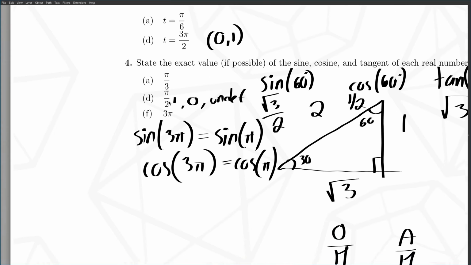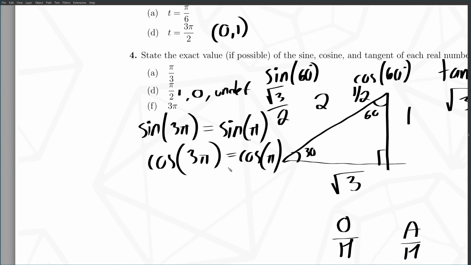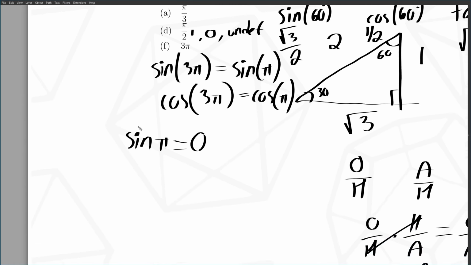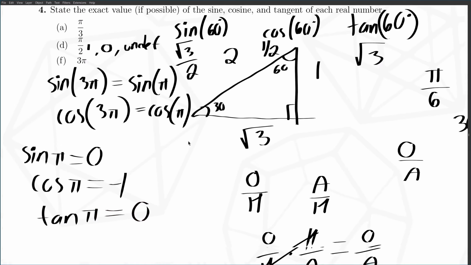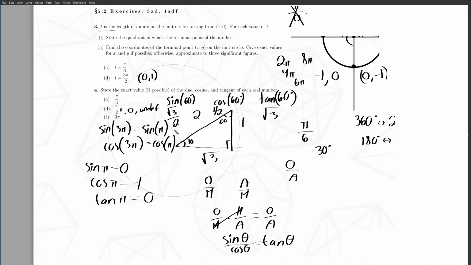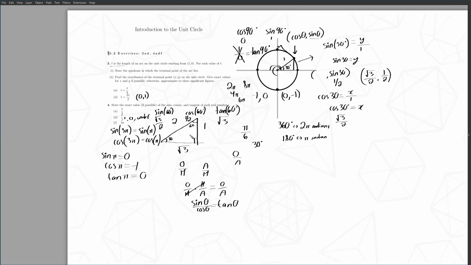Okay, so that means that sine of pi, since it was just at 0 over there at the bottom, sine of pi is 0, and cosine of pi equals -1. Okay, and for tangent, let's just divide these two. We're going to get that tangent of pi is equal to 0. Okay. And that about wraps up our introduction to the unit circle.